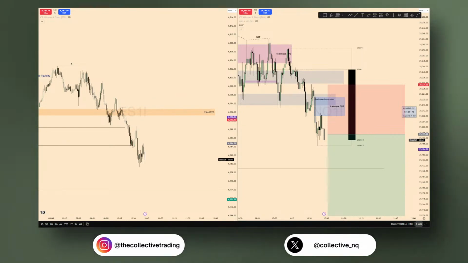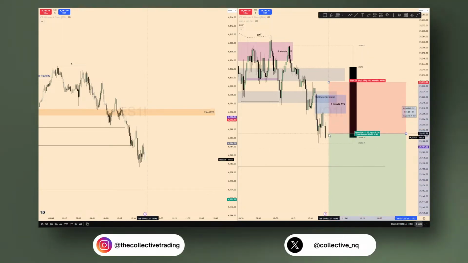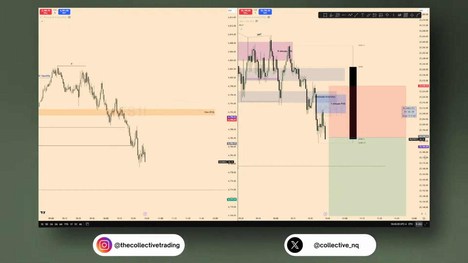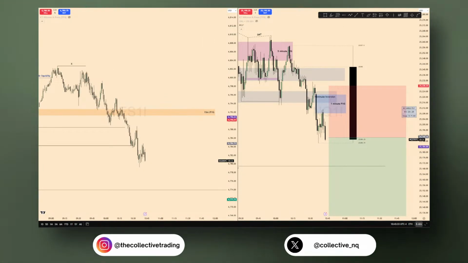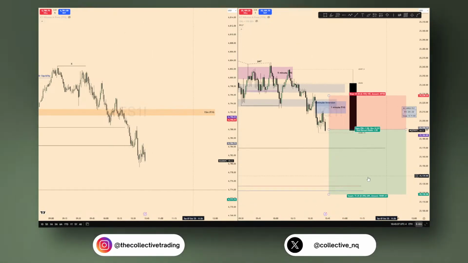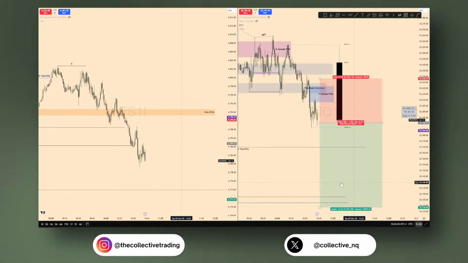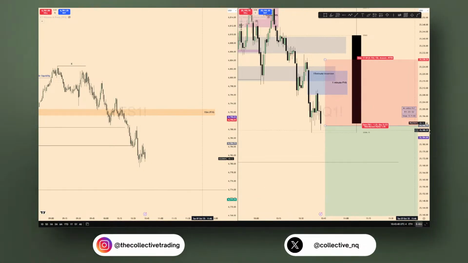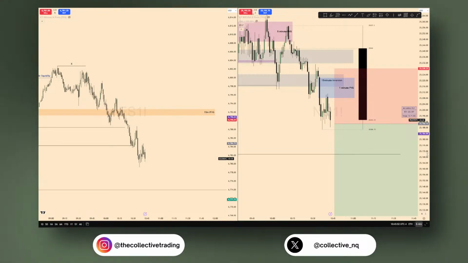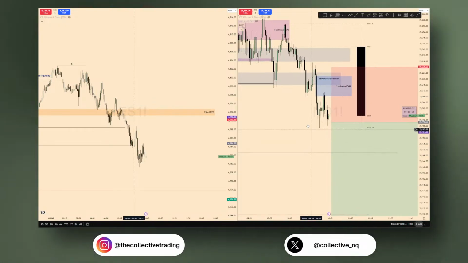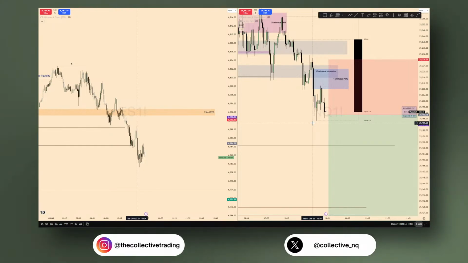All right, so here's a little bit of displacement coming out of that 1 minute fair value gap, which I am looking to get in on. They get 30 seconds here. I couldn't pull the trigger there. Yeah, that's all right. It's a little sloppy. No, I want to. That's the problem.